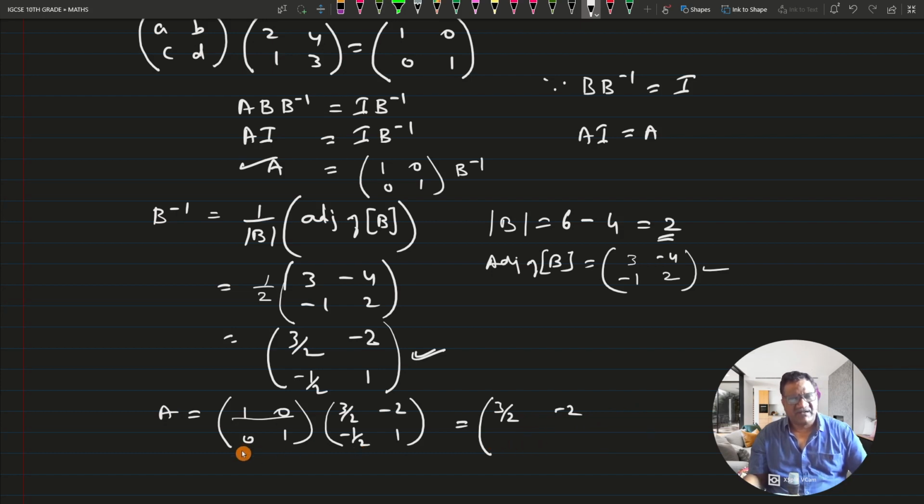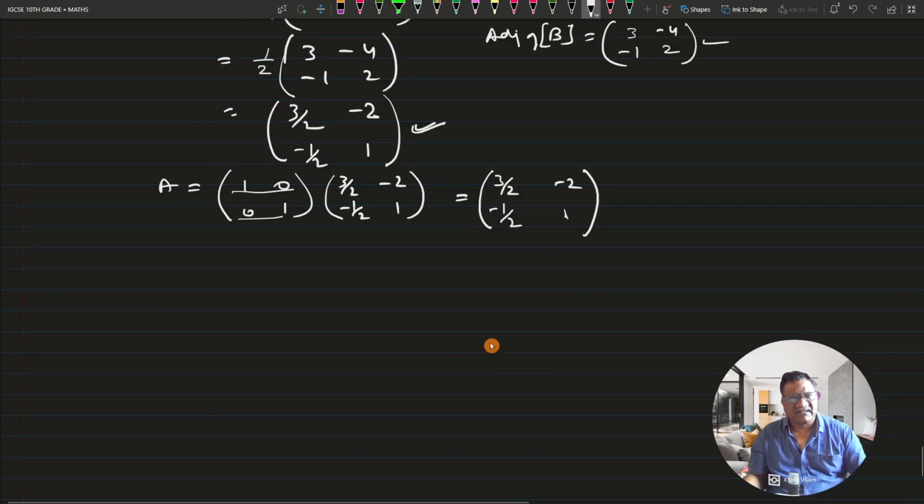Here I will get the second row into first column. That is 0 into 3 by 2 is 0. And then 1 into minus 1 by 2 is just minus 1 by 2. 0 plus minus 1 by 2 is minus 1 by 2. And here I will get the second row and the second column, which is 1 into minus 2, that is minus 2 plus, 0 into minus 2, that is 0. And 1 into 1 is 1. So I'll get this 1 over here. Okay. Now you can see here, I'm getting the same thing.